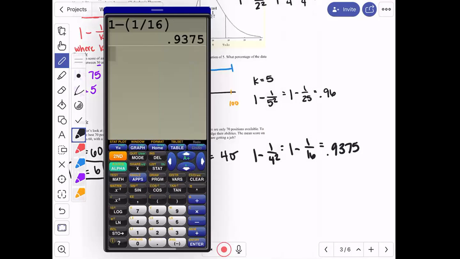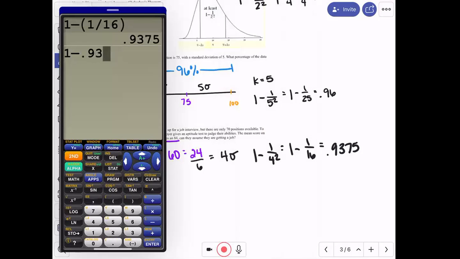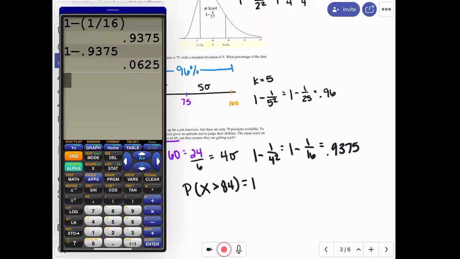So it's, or just one in this case, 1 minus 0.9375. What kind of chance is there that a person scores better than you then? 6.25%. The probability that X is greater than your score of 84 is equal to 1 minus the probability of being less than that. That's equal to 0.0625.